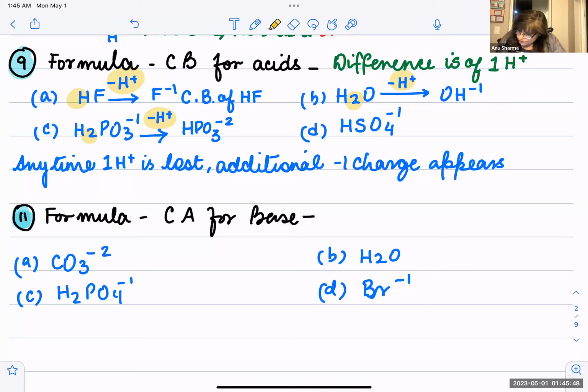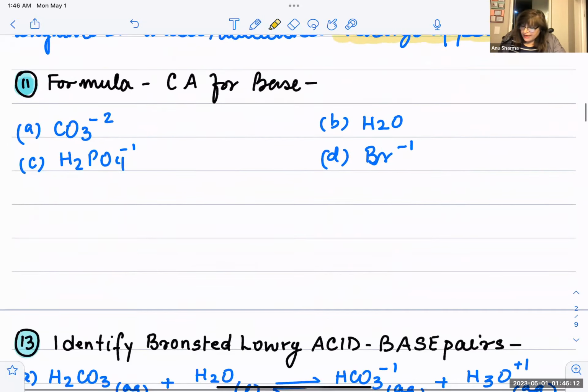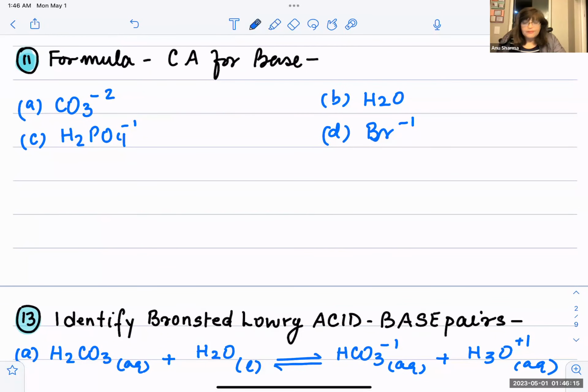Okay, so next is HSO4 minus. So here also minus 1 hydrogen ion, and you will have SO4 -2 charge. Remember, 1 hydrogen ion is gone, and it leaves with 1 additional negative charge. So this is important. Okay. Next is the formula of the conjugate acid for a base. Now you are given a base. So here 1 hydrogen ion is added.